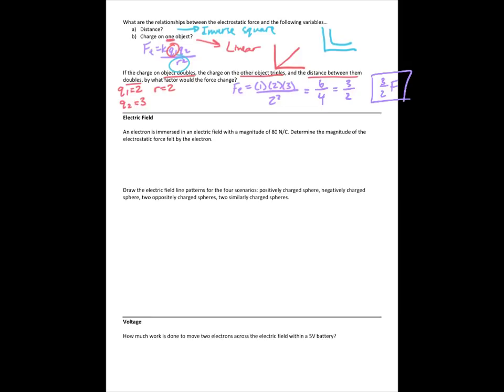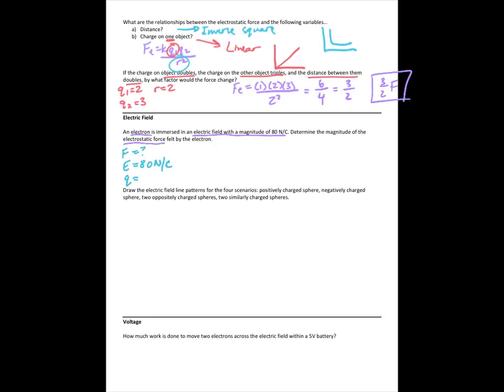Now we move on to the plug and chug stuff and some drawings with electric fields. Here an electron is immersed in an electric field with a magnitude of 80 newtons per coulomb. Determine the magnitude of the electrostatic force. And they tell us we have an electron. So let's plug this in. We don't know what this is. They give us this.